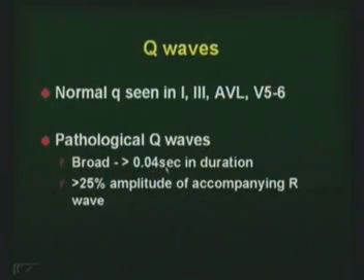small square in duration, more than 0.04 seconds, and the amplitude is greater than 25% of the accompanying R waves. These are the 2 criteria mentioned for pathological. A broad deep Q wave is pathological and has to be in a particular territory. So just lead 3 is not good enough, but if you see it in 2, 3, AVF, that is probably indicating an old infarction in the inferior territory.